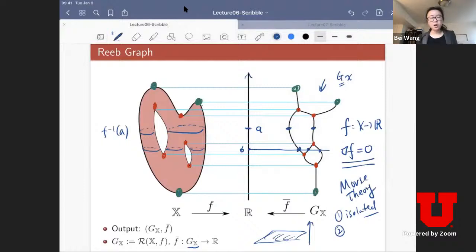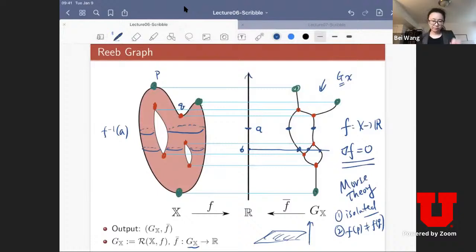So there's some isolation, and also for convenience, you can say if I have critical points, any two critical points do not have the same function value. So that I can perturb the function value at the critical points a little bit so that they always have a unique function value. That's another thing that's for convenience.